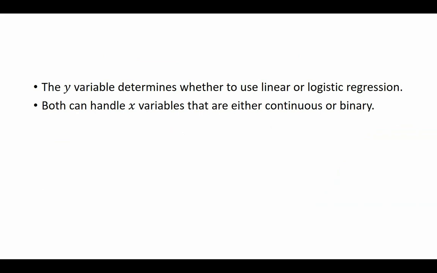OK, so to repeat, essentially the y variable determines whether to use linear or logistic regression. If it's continuous, we use linear regression. If it's binary, we use logistic regression. And the x variables are not that important, so they can be either continuous or binary. Either way, we can fit them into the model. If we have something that is categorical, of course, we need to make it numeric in some way. So you cannot really put something categorical.